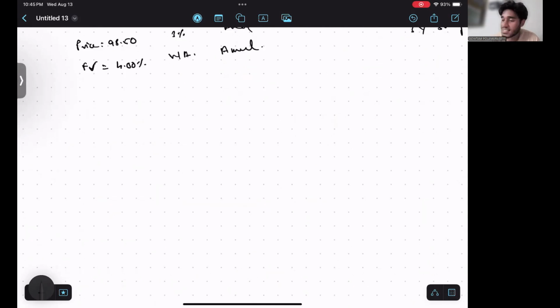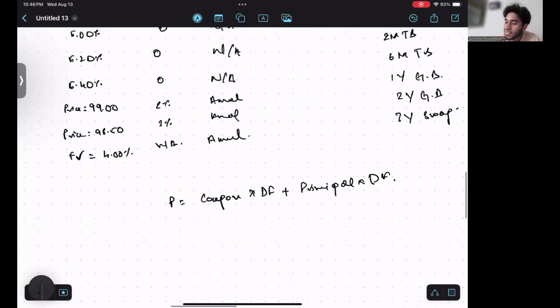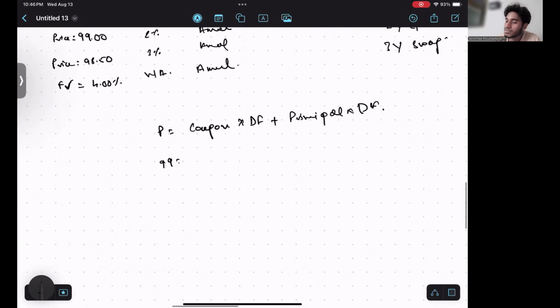For a 1 year government bond, we can say that the price is equal to coupon, where coupon here refers to the overall coupon payments which we get from the government bond, times the discount factor, plus principal or the face value of the bond times the discount factor. The price of the 1 year government bond is 99. So 99 is equal to... the coupon rate is 2%, and 2% of 100 is equal to 2. And the bond is for only 1 year.